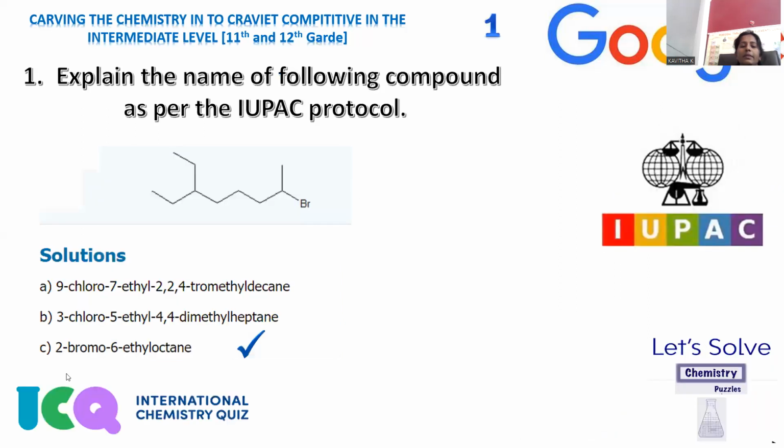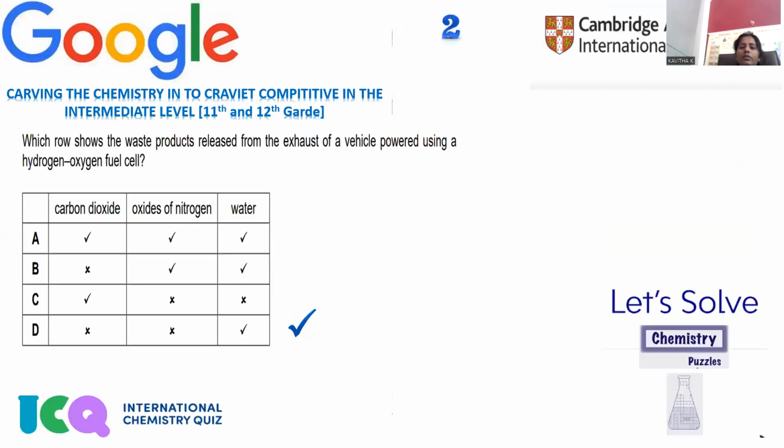This will be the right naming. 2-bromo 6-ethyl octane for the given organic compound in accordance with the IUPAC. Question number 1, option number C will be the correct answer. Move on to question number 2.